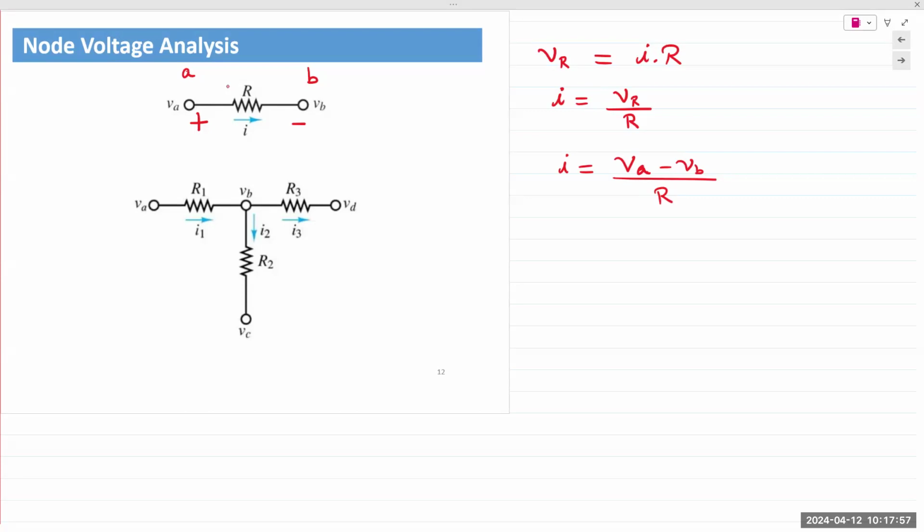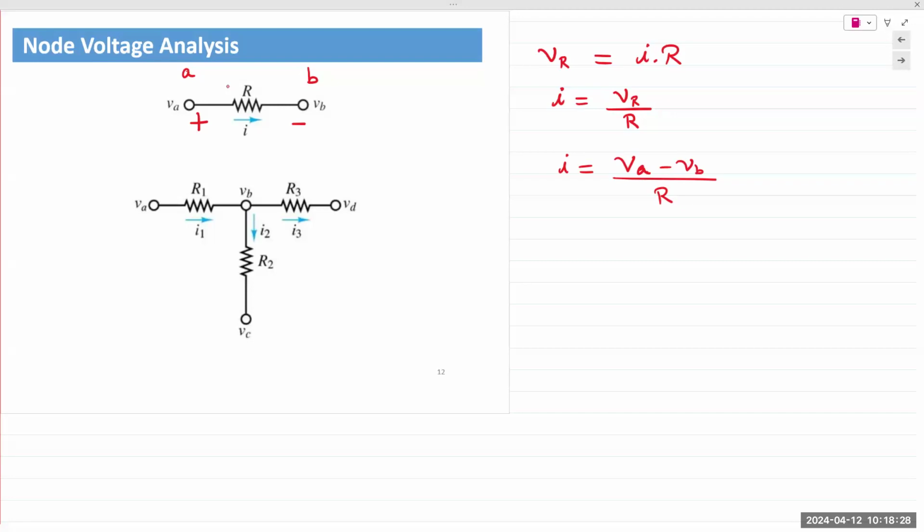AX plus or minus BY plus or minus CZ equals D, where X, Y, and Z are my unknown variables. Those unknown variables would be the node voltages because we are solving for the node voltages. Make sense? So you would get an expression like, A times VA minus B times VB is equal to some constant C.